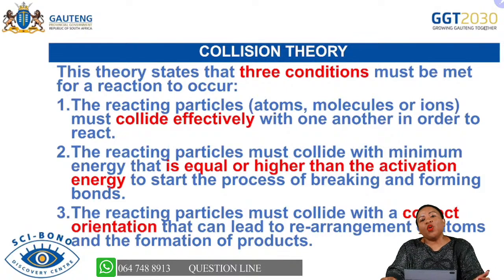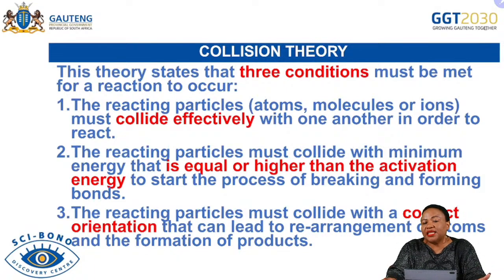Now, we are going to discuss the factors that affect the rate of reaction, but we are going to look at the theory that we are going to use in order to say how these factors are affecting the rate of reaction. We are going to look at the collision theory. The theory states that 3 conditions must be met for the reaction to occur. What are those conditions that must be met for any reaction to occur?